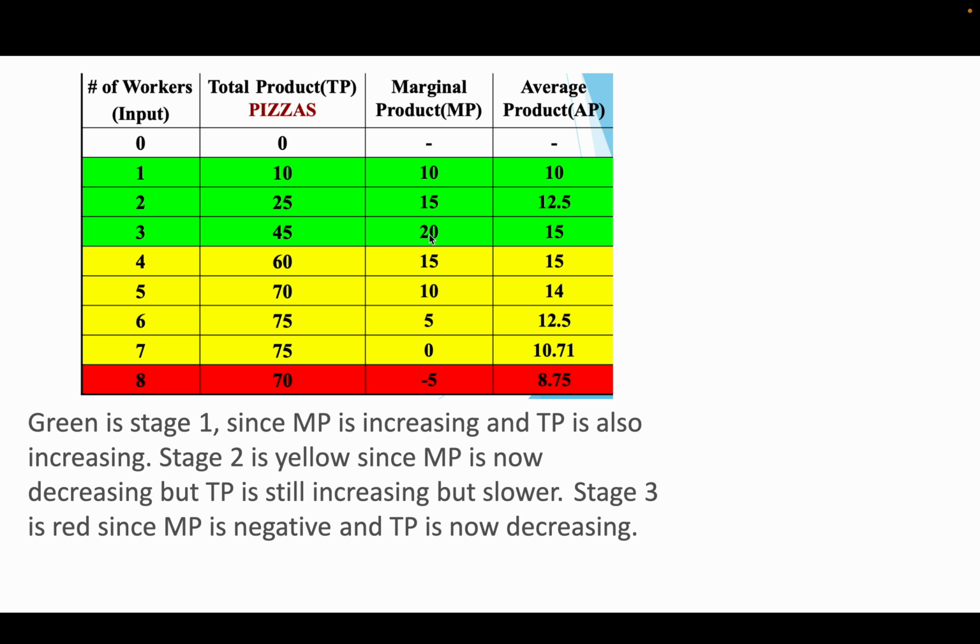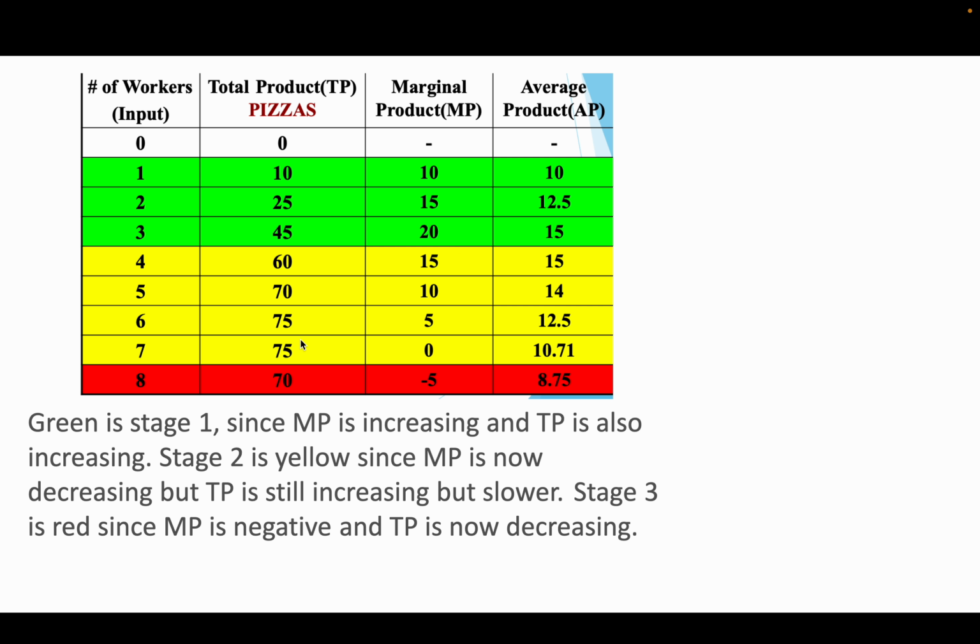45 minus 25 is 20. So that's the marginal product, the change in total product. We see that it's increasing, so we know this is the first stage, so it's green. Then let's go to yellow. 45 to 60, that's 15. 60 to 70, 10. 70 to 75, 5. 75 to 75, 0. So here we see marginal product is decreasing. It's still positive, but it's decreasing from this point, 20. So that's how we know it's the second stage.